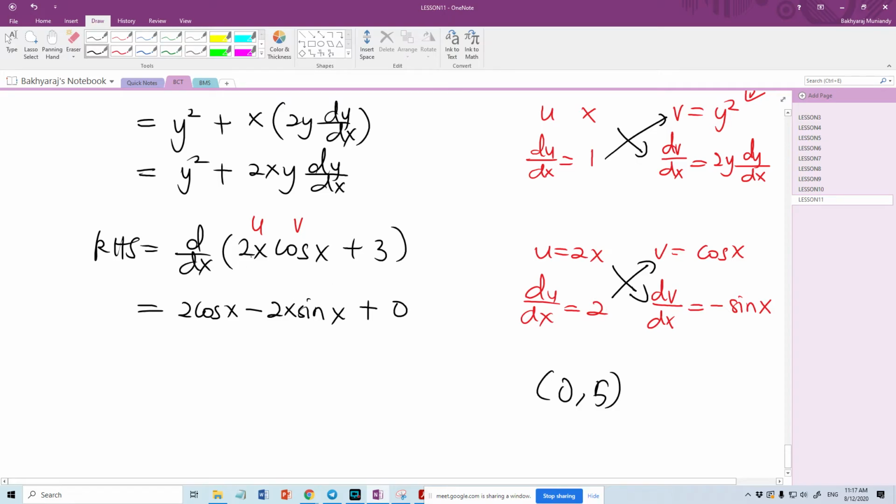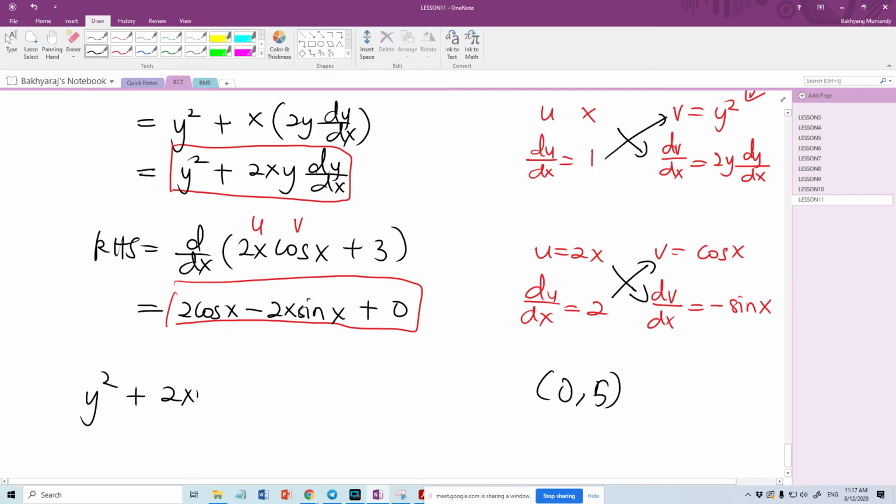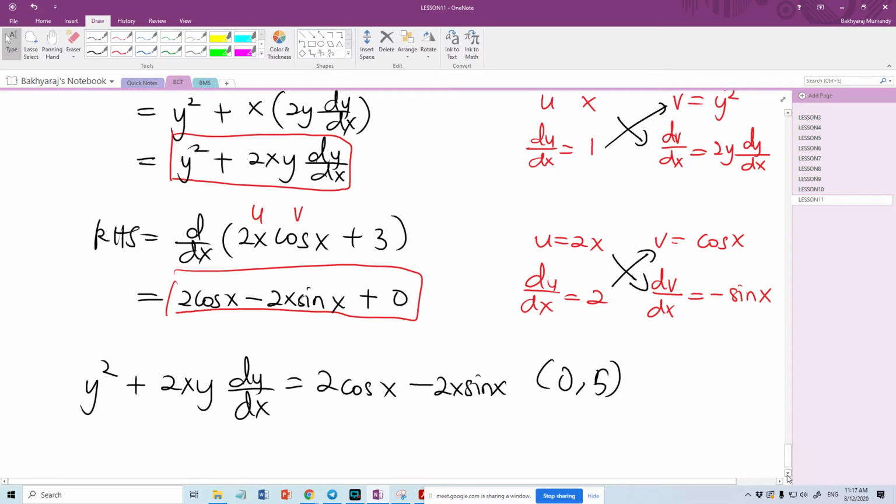So we get the equation. We make them equal. These two are equal, so y squared plus 2xy dy/dx must equal 2 cos x minus 2x sin x. What is our dy/dx? What is the answer for dy/dx? So we must move all this to the right hand side.